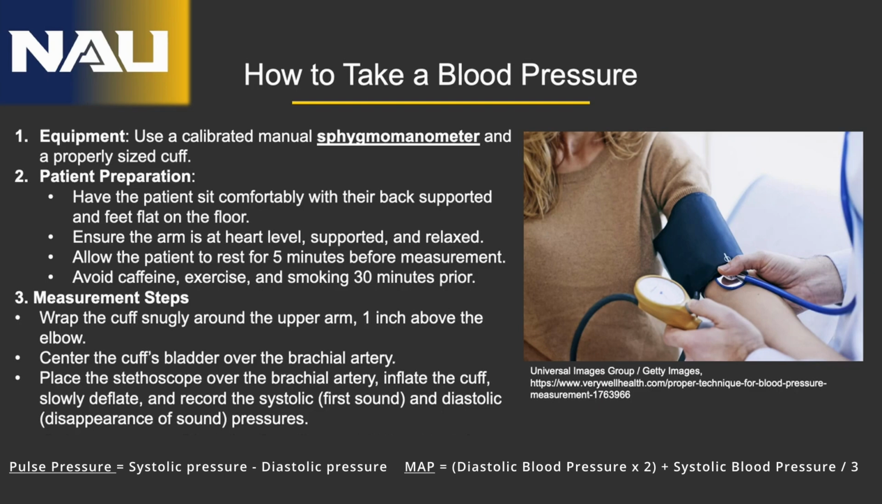Now that you know how to take a good blood pressure, practice finding pulses on your arm. Try and find the radial and brachial pulse, and that is over your radial artery close to your wrist and your brachial artery right around your bicep. And you can use the internet for resources to find those pulses.